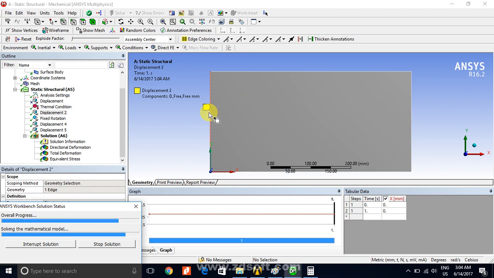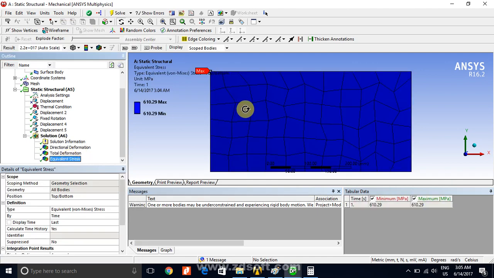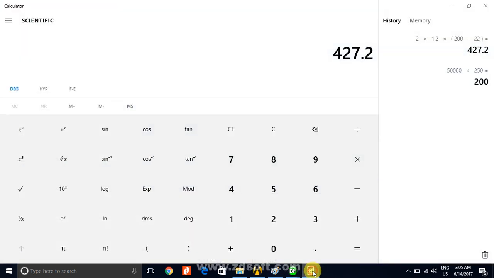Actually what we are doing is stopping the deformation of this body due to thermal expansion, in horizontal as well as in vertical direction. You can say this body is not going to deform neither in horizontal nor in vertical direction. It is just deforming like this. So in this case the stress is coming 610.29, but according to thermal stress theory, it should be 427. What is this?